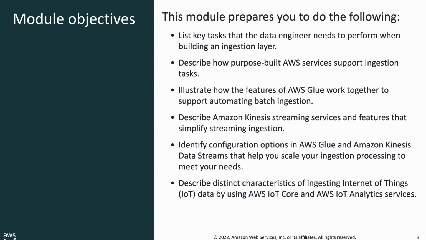So we're going to talk through the key tasks for a data engineer, how you can use AWS services, things like Glue, Kinesis, also how streams can help you as well with Amazon Kinesis streams. And also we'll talk a little bit about IoT Core and IoT Analytics.